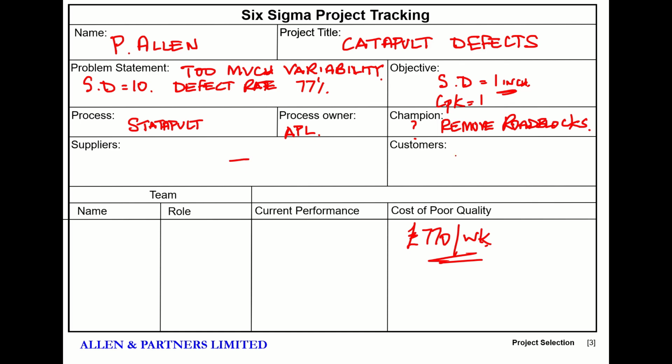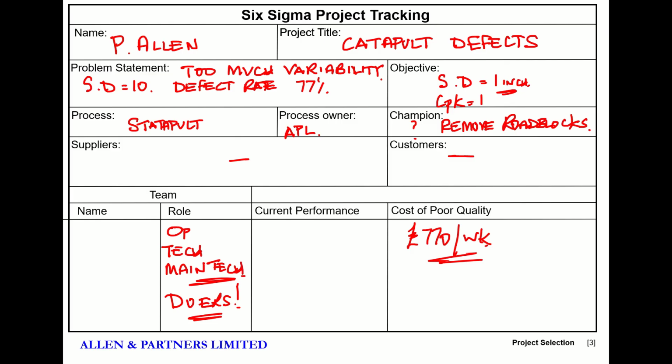And of course, I don't have suppliers or customers, and I don't have a team in this case. It's going to be me. But the sorts of teams, who would you want in a team? You would definitely want an operator. You would definitely want a technician. You would definitely want a maintenance technician. In other words, you want doers, people that touch this machine all the while.